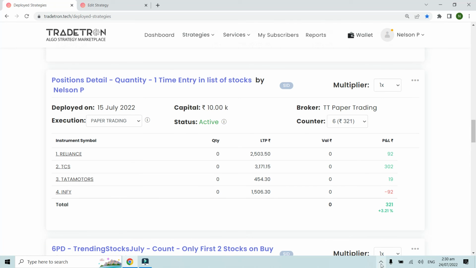So that's how this keyword works when you want to take entry only once on the buy side and once on the sell side.